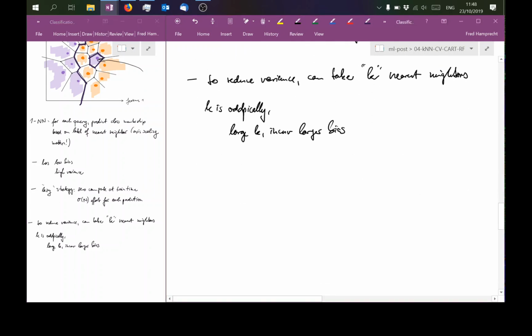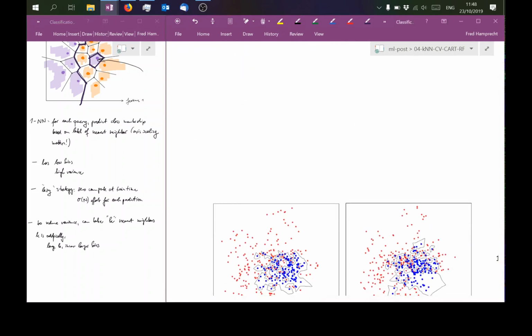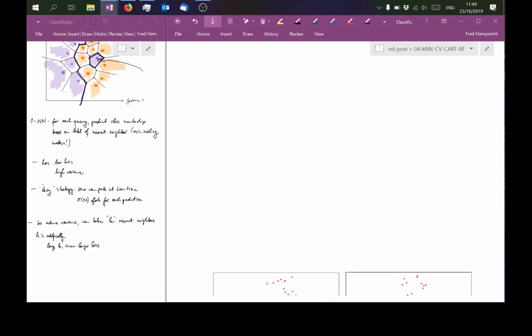Good, and I have another set of pictures, I hope, yes. Delete some white space here.